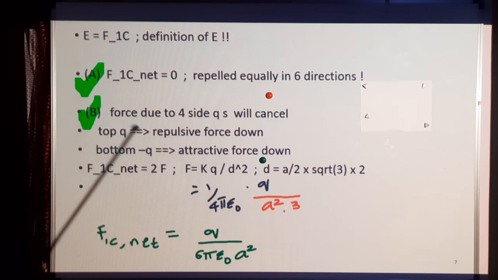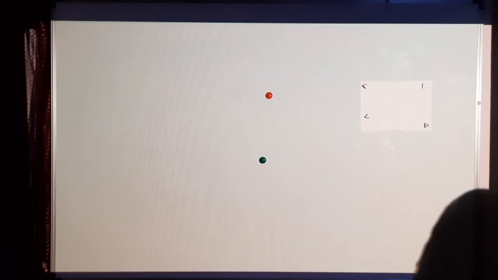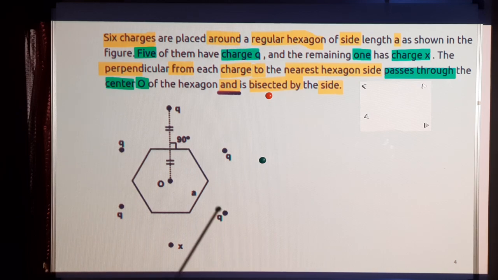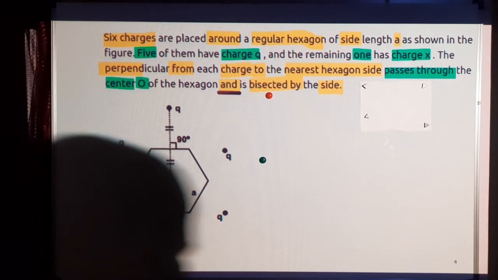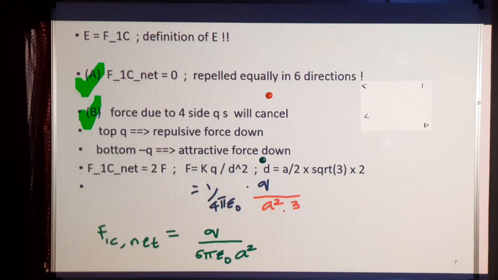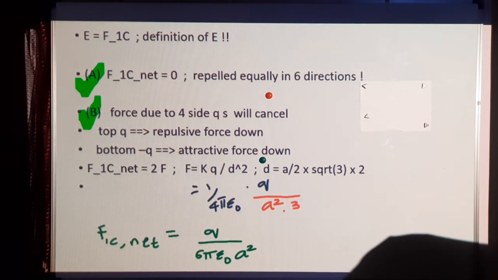In the second option, the force due to this charge and this charge will cancel, this charge and this charge will cancel. Here there will be a repulsive force downwards and here an attractive force downwards. So there will be a net force of 2F acting on this center 1 coulomb charge. So net force is 2F and F is K into Q by D square, and D is A into root 3. So we'll get 1 by 6 pi epsilon naught. So option B is true.